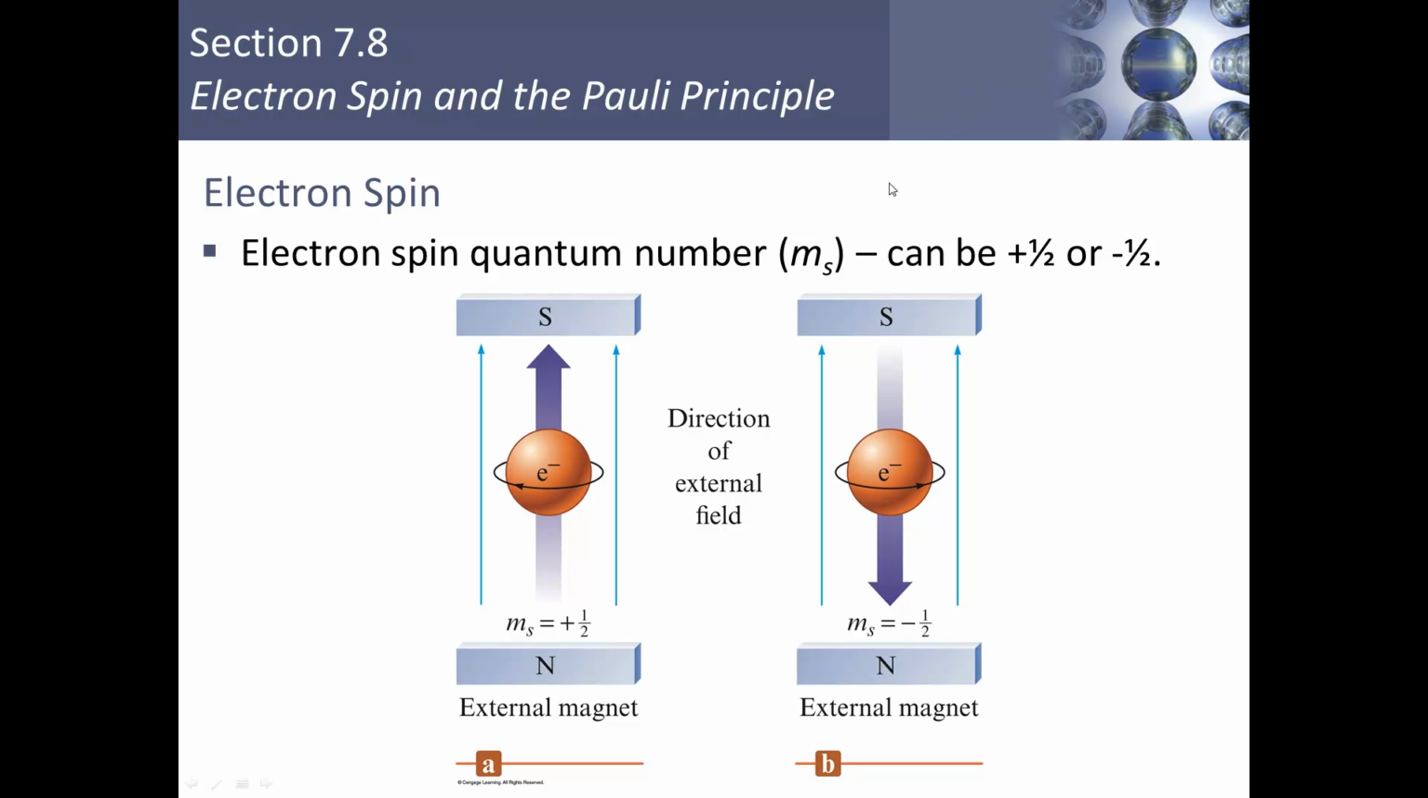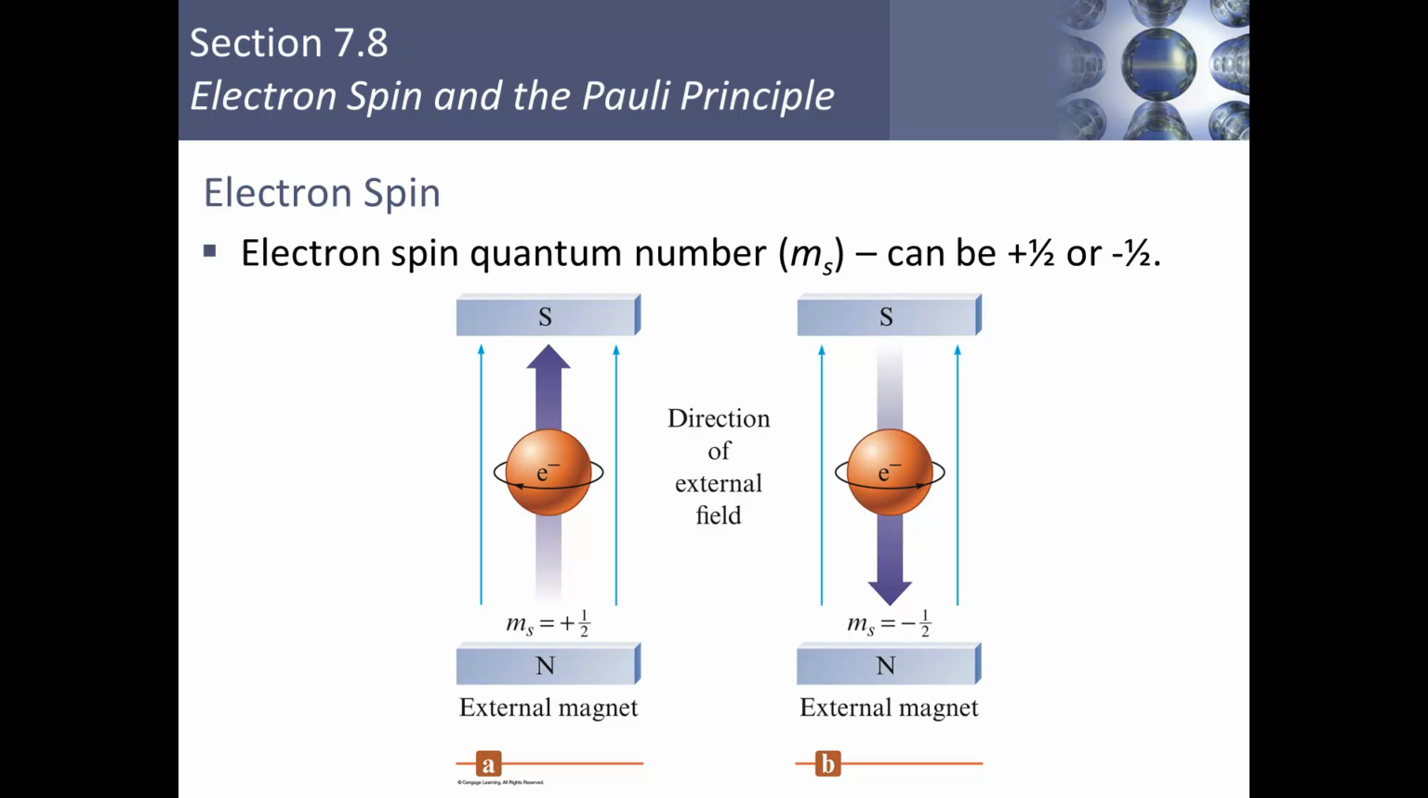Since we've talked about orbitals as probability distributions and electrons, we're almost ready to start putting electrons into these orbitals. Before we get into electron configurations, however, there are a few other concepts we need to touch on. First, we need to talk about this idea of electron spin and the Pauli exclusion principle.